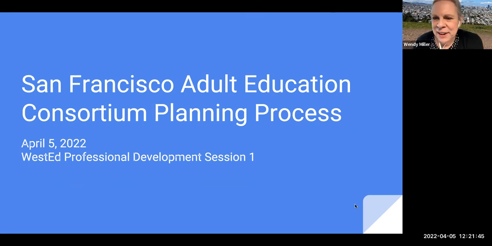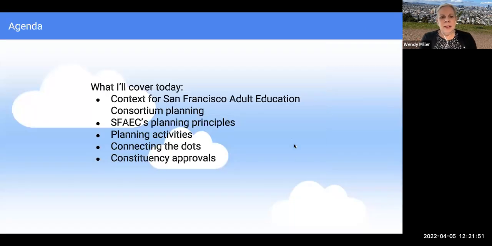Well, thank you. Thank you, everybody. And it's nice to be here. Can you advance to the next slide, please? So my name is Wendy Miller. I'm the Associate Dean of Adult Education Programs at City College of San Francisco and the Director of the San Francisco Adult Ed Consortium.